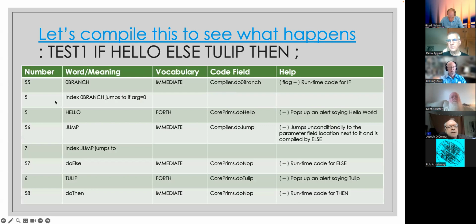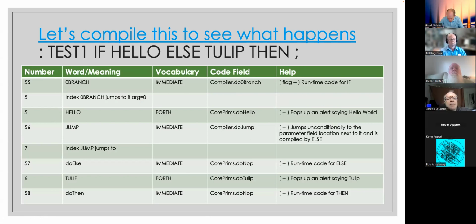This is the final compile. The structure is very different from what you saw before. So here you have the zero branch primitive. This is in the immediate vocabulary. And this is the runtime code for if. The compile time code for if puts in the zero branch definition.